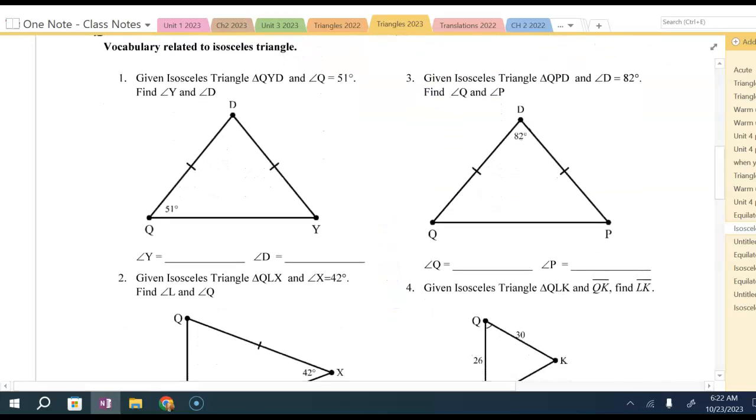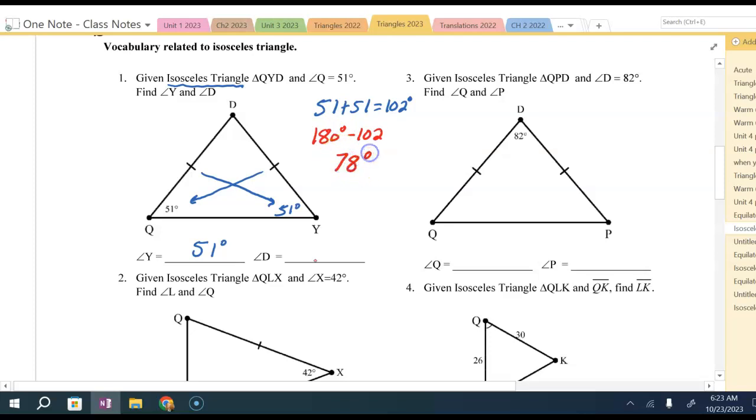So let's look at a couple examples. In problem number 1, we're told it's an isosceles triangle. Across from the legs, the base angles are always the same, so angle Y is 51 degrees. Then we know that the angles in a triangle add up to 180. So if I say 51 plus 51, I get 102 degrees. And then 180 minus 102 will give me angle D, which is 78 degrees.